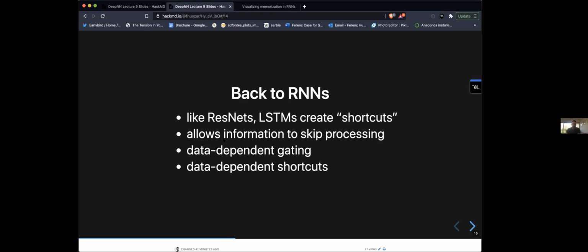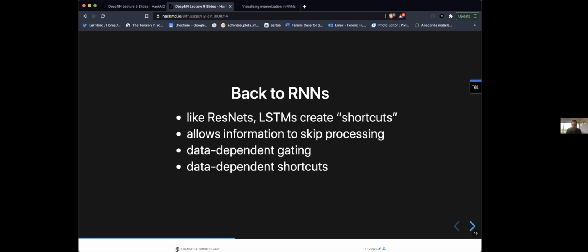So coming back to RNNs, why is this relevant to understanding how LSTMs work and how these various versions of RNNs work? You can think of LSTMs or the GRU units that we talked about before as essentially creating shortcuts over time. And these gating mechanisms that we introduced allow information to skip processing for a number of time steps, and thus it is preserved unchanged for several time steps, potentially in the hidden states.